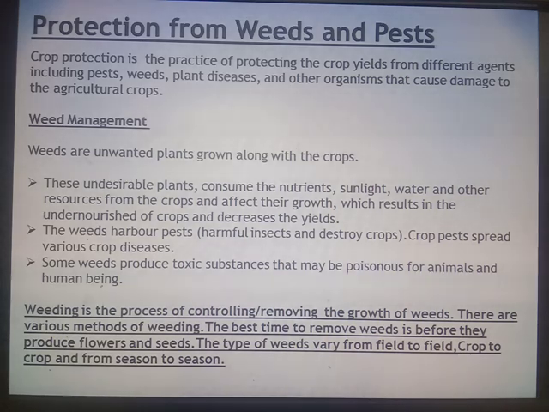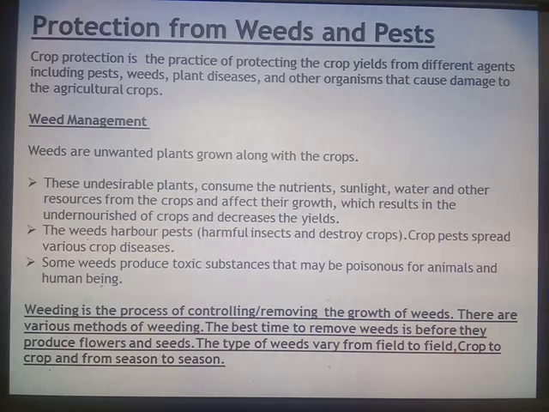So in this way, we can say that weeding is the process of controlling or removing the growth of weeds. There are various methods of weeding. The best time to remove weeds is before they produce flowers and seeds. Why is the best time to remove weeds before they produce flowers and seeds? Because if they produce flowers and seeds, then one thing, they will be attached more firmly to the ground, and secondly their number will increase. So they should be removed before the production of flowers and seeds.